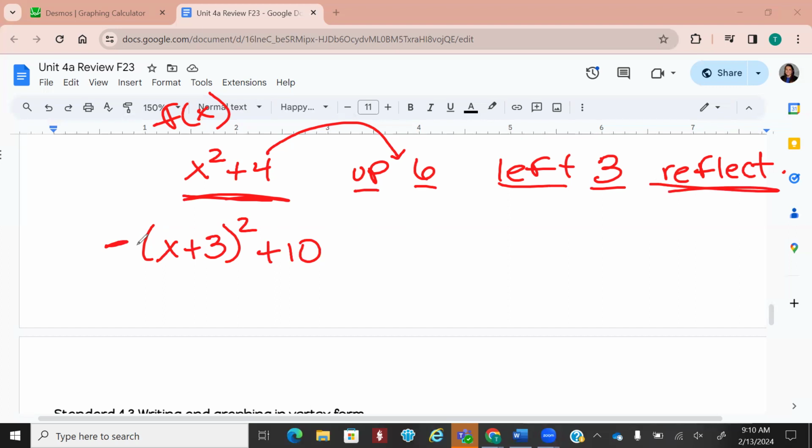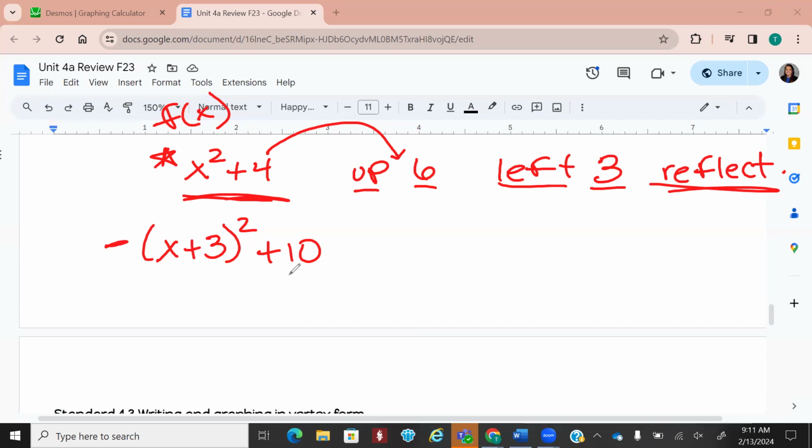Okay, so instead of us starting at x squared, we're starting at this equation right here. So when we said down 6. Minus. Yeah. 2. Right. And that would be negative 2 out here. Exactly.